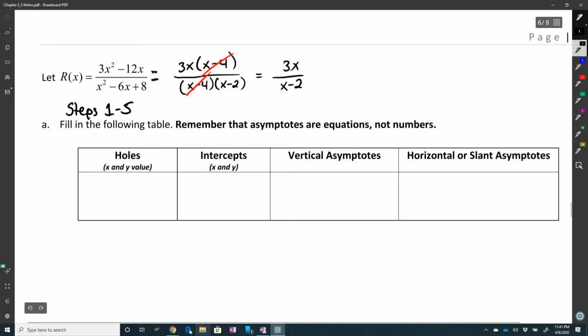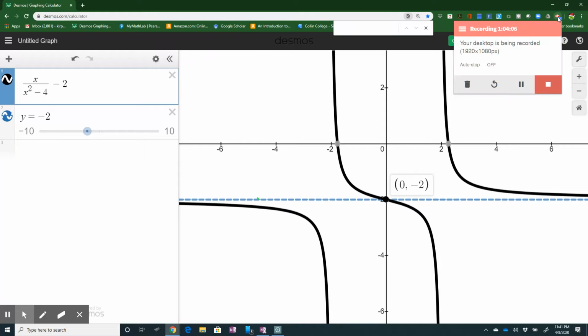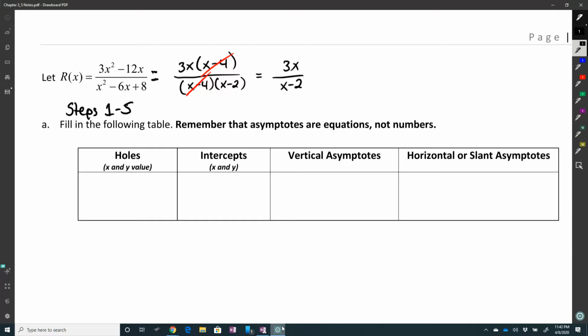And I'm paranoid right now. Is my video even still recording? Because last time it cut off early. Yep, still recording. All is well in the world. Okay.